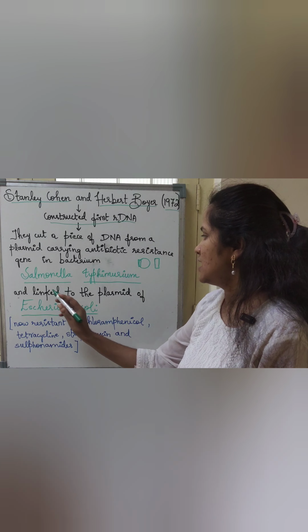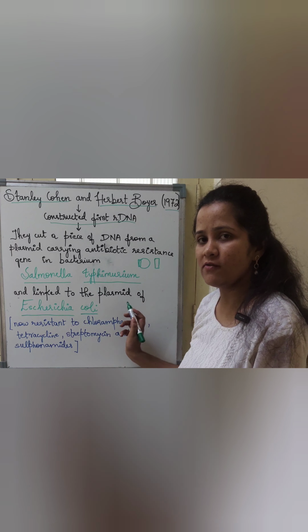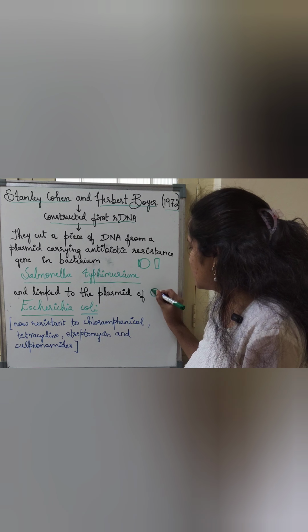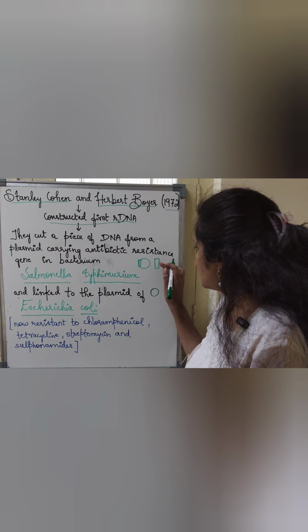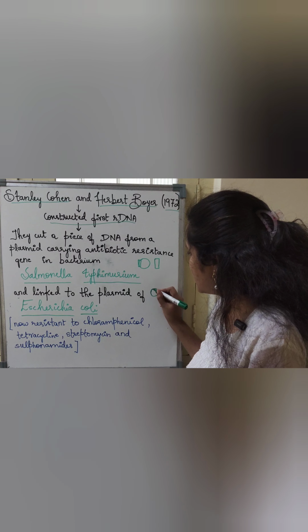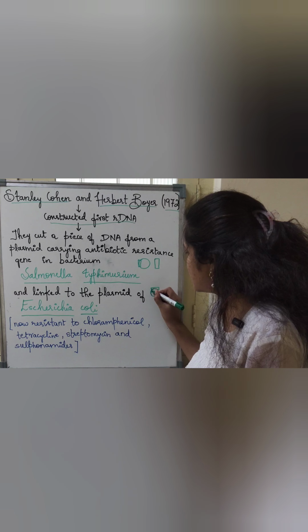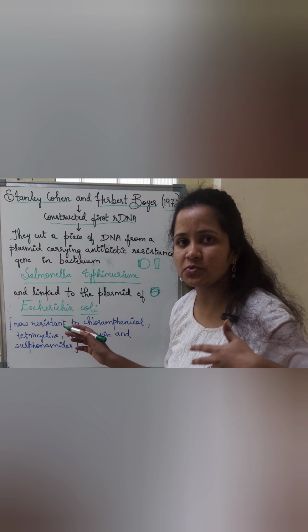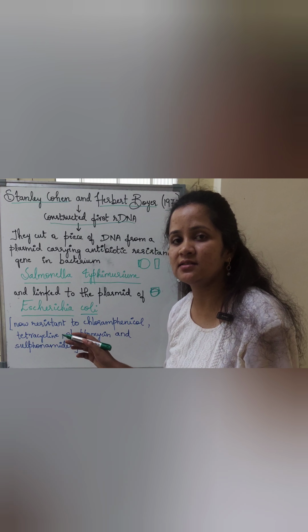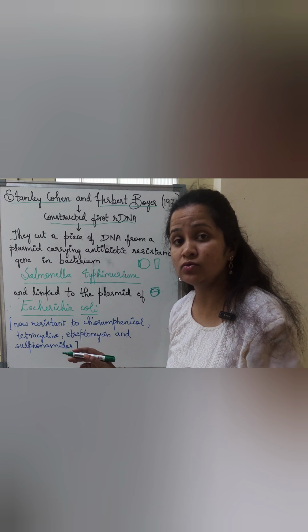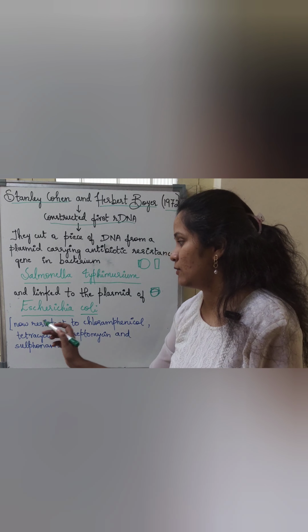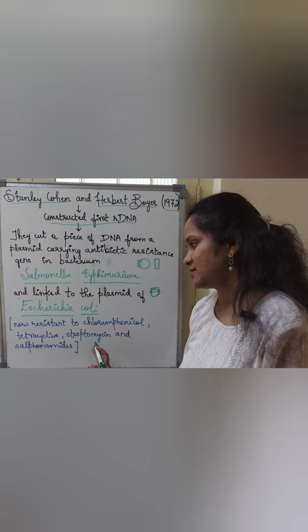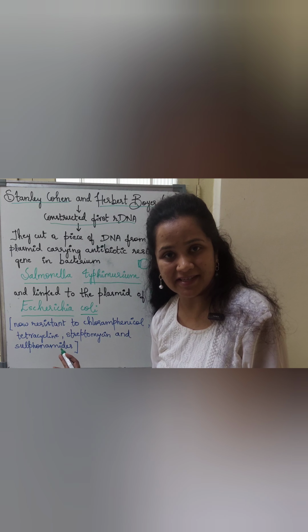extracted and linked to the plasmid of Escherichia coli. Escherichia coli is also a bacterium which has a plasmid. To this plasmid, this gene of interest is inserted. So now the Escherichia coli, which wasn't very resistant to antibiotics, can now show much resistance to antibiotics like chloramphenicol, tetracycline, streptomycin and sulfonamides.